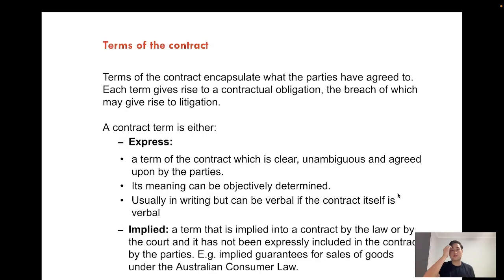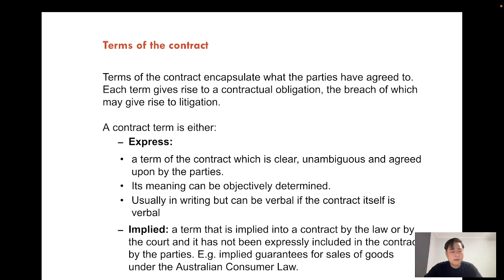So terms of the contract refers to what is encapsulated when parties have agreed to a certain contract. When a party agrees to a contract, they agree to the terms within the contract. These contract terms could either be express or implied. Express means it is unambiguous and it is written. Implied would be implied through laws and through the language that is presented.